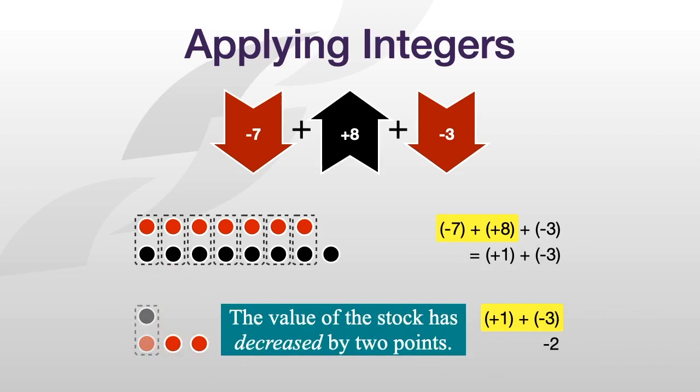Again, the context is helpful. The magnitude of the gain over the first 2 days is exceeded by that of the loss on the third day. The overall change is represented by a negative number.